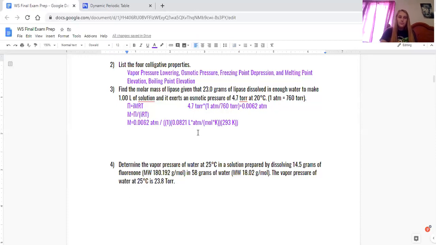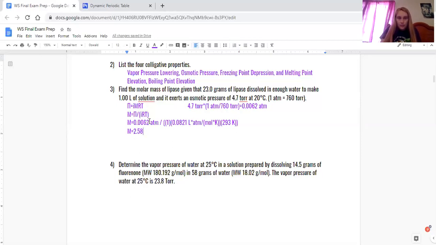So if you go ahead and solve all of this out, and I like to do the math all at once in the calculator so that you don't end up with any rounding issues or anything like that. Once you do all of that, you come up with 2.58 molars or moles per liter. If you go ahead and cancel your units out here, you'll see that.